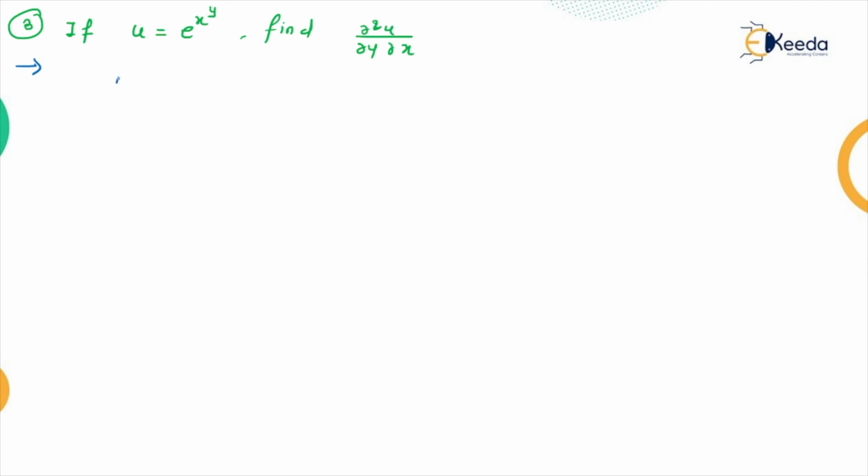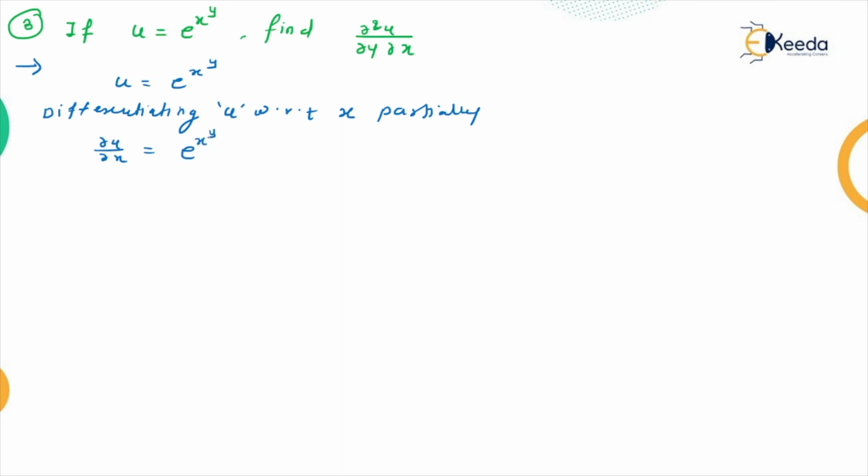So u is given as e to the power x to the power y. You observe here u is a function of two variables, x and y. So differentiate u with respect to x partially. What will you get here? ∂u by ∂x, that is nothing but e to the power x raised to y.